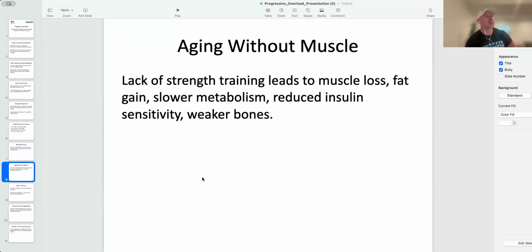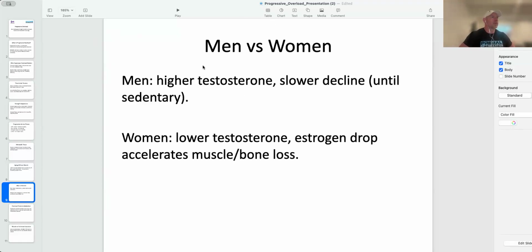So, lack of strength training leads to muscle loss, fat gain, slower metabolism, reduced insulin sensitivity, weaker bones. And that's going to be a big impact on longevity. Okay. It's an indicator you're going the wrong direction. Okay. So, you just can't replace some of the components that muscle mass does for the body.